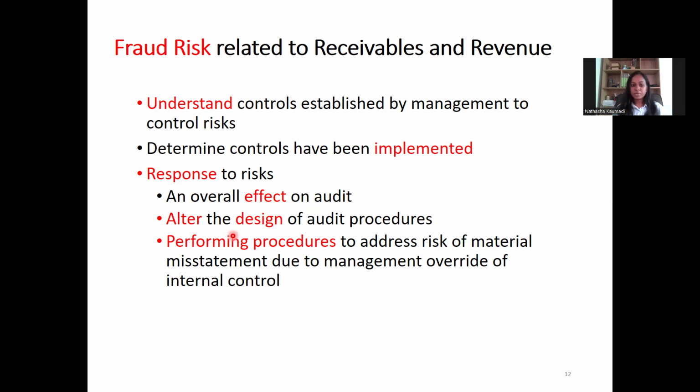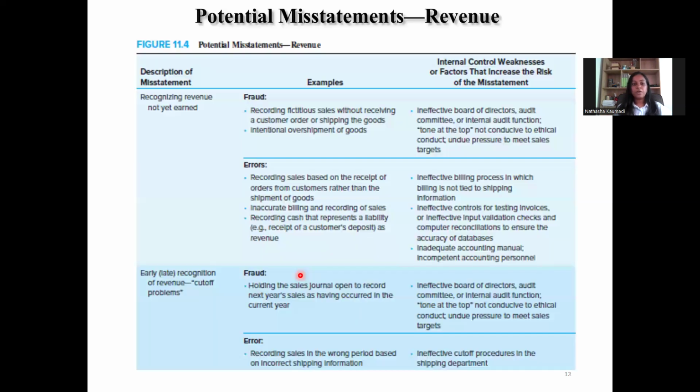So based on the fraud risk, perform procedures to address the risk of material misstatements due to management override of internal controls. Frauds are happening because management has overridden the controls, right? They have not respected the given internal controls. They have done what they want, right? So that's why frauds are happening. Override of controls. So you need to perform the audit procedures very well to address these risks of material misstatements, right? These are the potential misstatements.